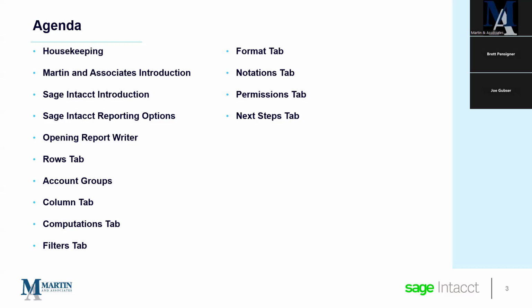The rest of the agenda: we'll give a quick introduction to Martin and Associates and a quick introduction to Sage Intacct. We're going to talk about the reporting options that are available in Sage Intacct. Then we're going to dive into the actual financial report writer and go through each of the tabs on the report writer and talk about them in more detail: the rows, the columns, the filters, the format, all the way down through setting the permissions. We're going to cover all that as part of the class as well.